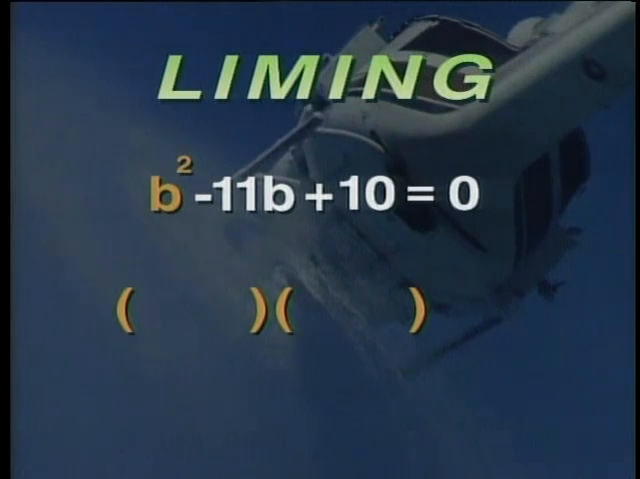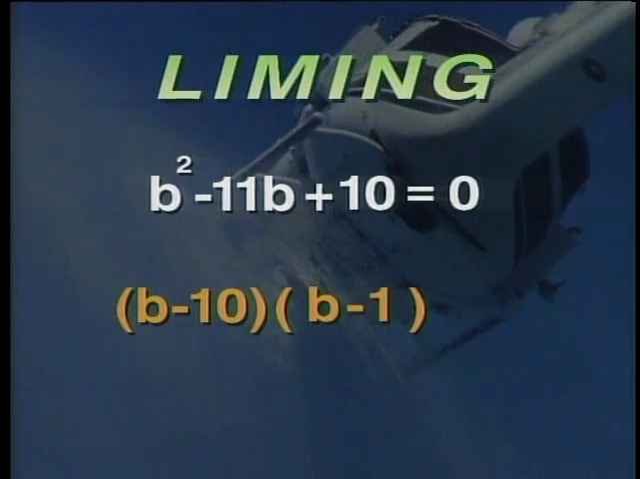The first term is b squared, so we'll put a b here and here. The last term is positive 10. Now, there are a number of ways to produce 10. To see which one, if any, will actually work, we need to look at the middle term, negative 11b. Negative 10 and negative 1 will work. So these are our factors. And don't forget this, equals 0.